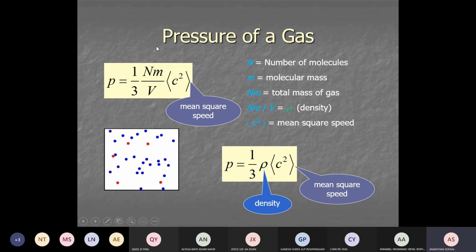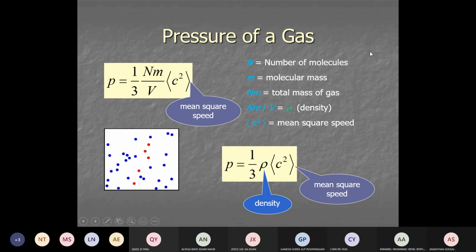So from theoretical scientists, they said pressure is 1/3 Nmc squared over V, where N is the number of particles or number of molecules, small m is the mass of one molecule, and Nm is the total mass of the gas. V is the volume. And the highlight of this equation is the last term, mean square speed, the average of the square speed.